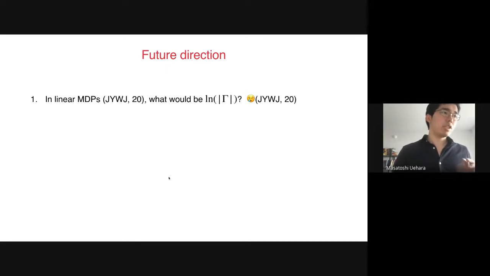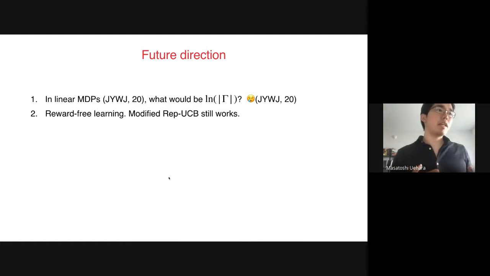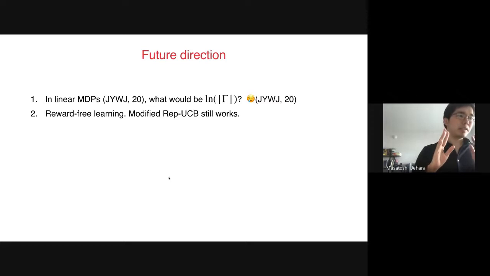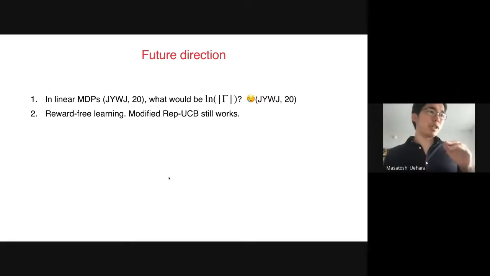And there are several future directions. This might take time, but the first thing is that low-rank MDPs capture linear MDPs, as in Chijin and his co-author's paper, but there's a log gamma term in our result, and the naive analysis gives poly S for the naive upper bound of log gamma. So how we can avoid that is non-trivial, but I think probably it might be possible.